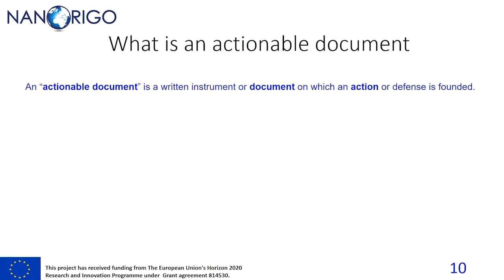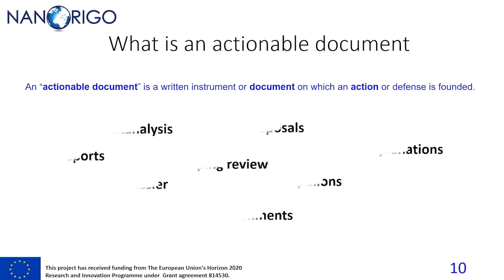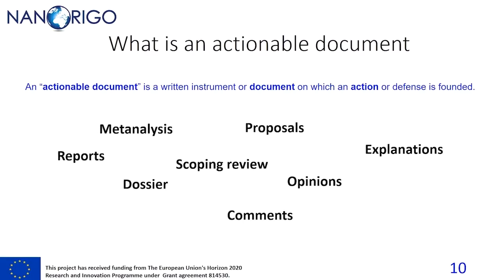Before we proceed to KaRL 6, I'd like to explain what an actionable document is. By definition, an actionable document is a written instrument or document on which an action or defense is founded. This definition comes from the military, but can also be successfully applied to other areas. Some examples of actionable documents are represented here. It could be a meta-analysis or proposal or scoping review or some dossiers or reports or whatever.